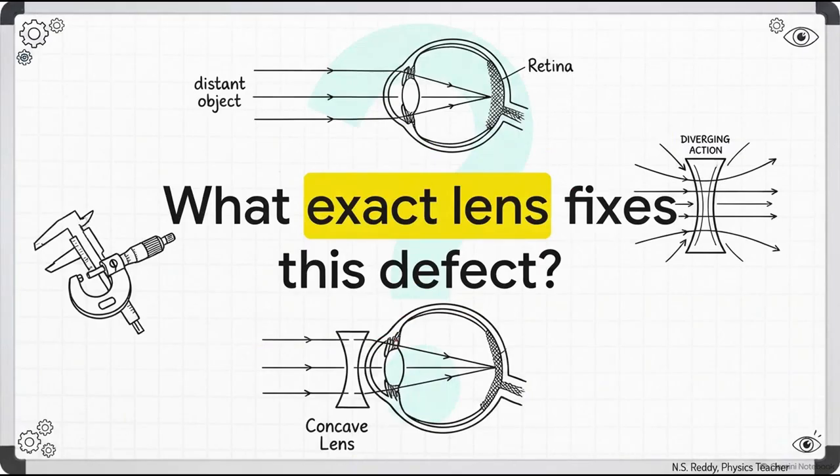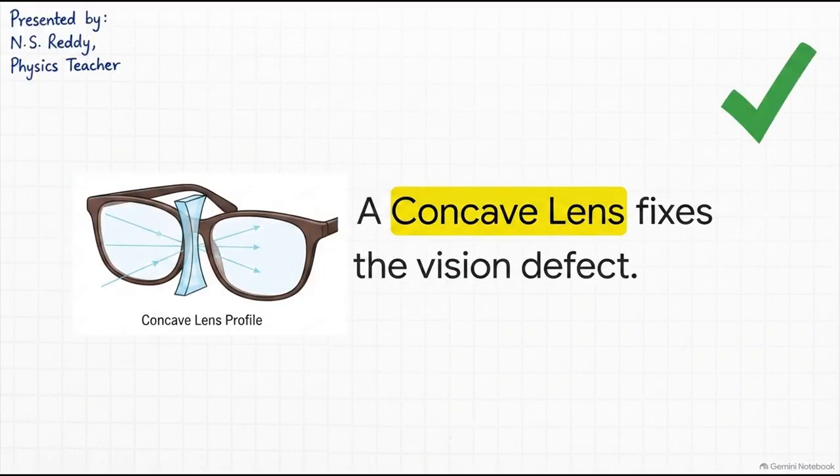Finally, let's lock in our ultimate engineering solution. What exact type of optical tool do we use to fix this biological defect by actively diverging the incoming light? A concave lens. Thinner in the middle, thicker on the edges. It fans the light rays out, giving the overpowered eye the exact optical offset it needs to land the image squarely on the retina.